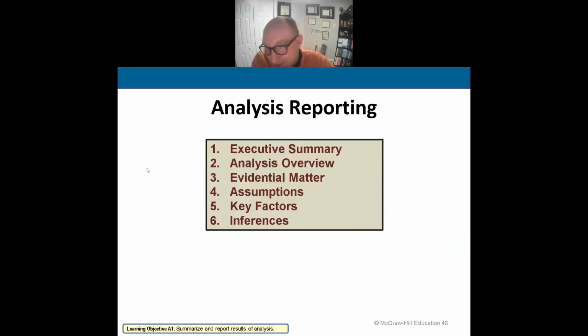Okay, we're almost done. And one of the last things we do as managers to analyze the financial performance of our companies is we summarize the data through executive summaries. We look at the overall analysis. We provide additional evidence. We make assumptions. We identify key factors, and we provide some inferences.